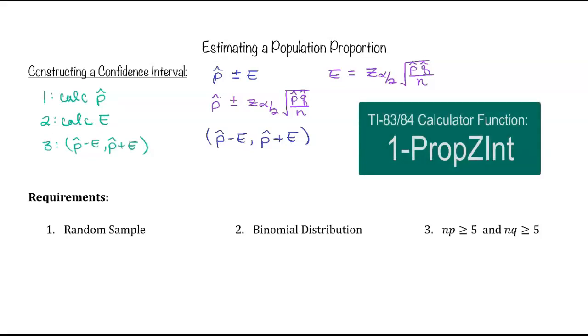Yes, we can. The calculator function that we need is 1-PropZInt. That stands for a one sample proportion z interval. There are 3 requirements for constructing a confidence interval like this.